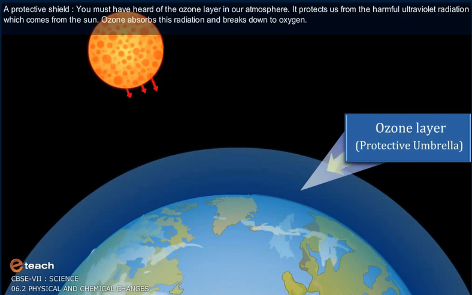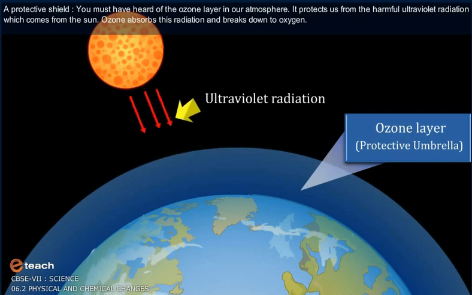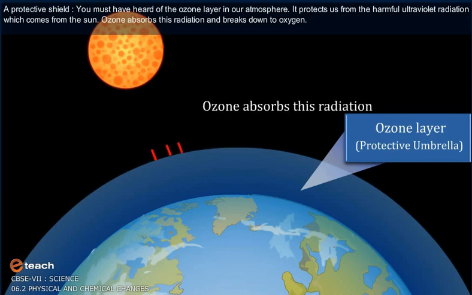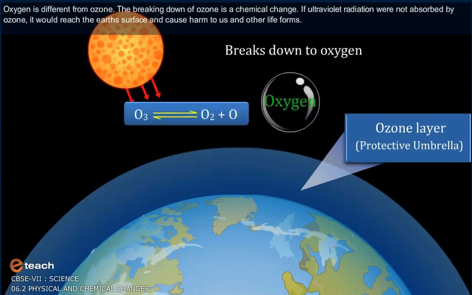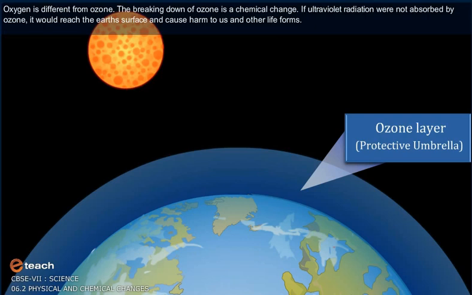A protective shield. You must have heard of the ozone layer in our atmosphere. It protects us from the harmful ultraviolet radiation which comes from the sun. Ozone absorbs this radiation and breaks down to oxygen. Oxygen is different from ozone. The breaking down of ozone is a chemical change.